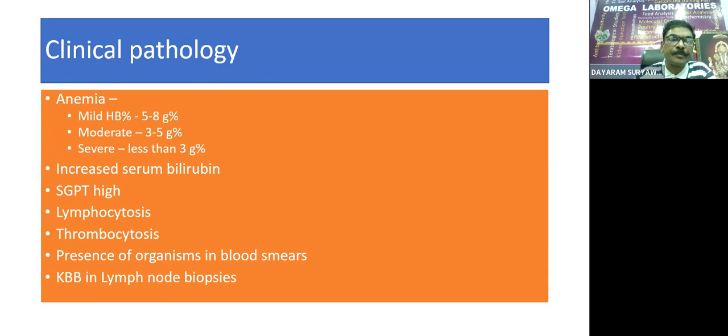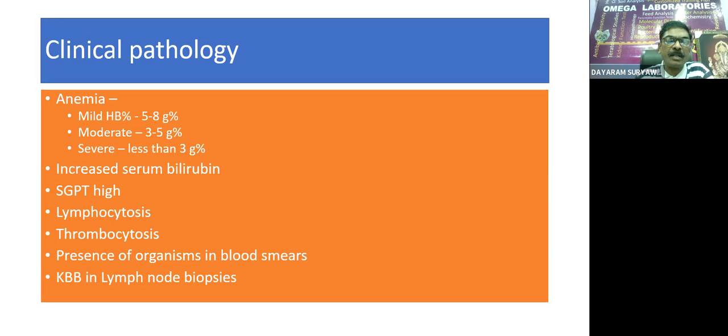Clinical pathology includes anemia, maybe mild anemia, hemoglobin level may be 5 to 8 gram percent. If moderate anemia is there, the hemoglobin level will decrease to 3 to 5 gram percent. In case of severe anemia, the hemoglobin level can drop to less than 3 gram percent. Then increased serum bilirubin, SGPT will be high, lymphocytosis, thrombocytosis, presence of the organism or the piroplasm in the blood smear, and KBB, the Koch's blue bodies, can be observed in lymph node biopsies.